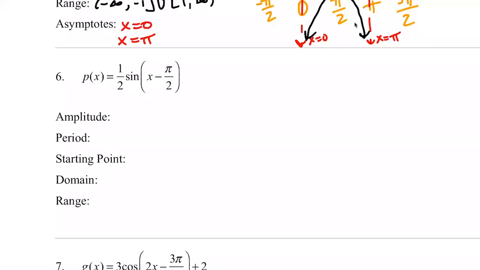Let's look at graph number 6. We're looking at a sine curve, so we can identify the amplitude to be the absolute value of A, which is 1/2. It looks like our B value is 1, so we can identify the period to be 2 pi. Our starting point, C over B, since B is 1, we have pi over 2, comma 0.